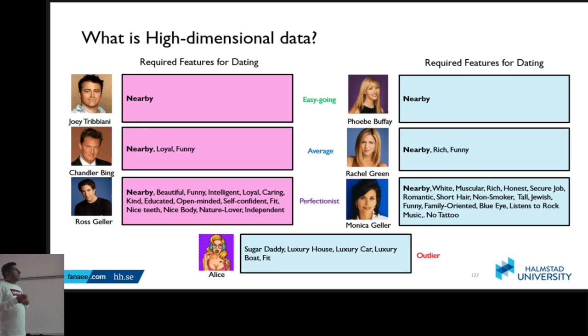And then we have Monica, who has some strange preferences. The guy should be white, muscular, rich, honest, with a secure job, romantic, short hair, non-smoker, tall, Jewish, funny, family-oriented, blue eyes, listen to rock music, and have no tattoos. So these two are perfectionists, these two are average, and these are easygoing. And then we have a seventh case, which is Alice. Alice is interested in a sugar daddy, luxury house, luxury car, and luxury boat, and he prefers that the daddy also has a fit body. So he's a kind of outlier. I give him to you as an example of an outlier.